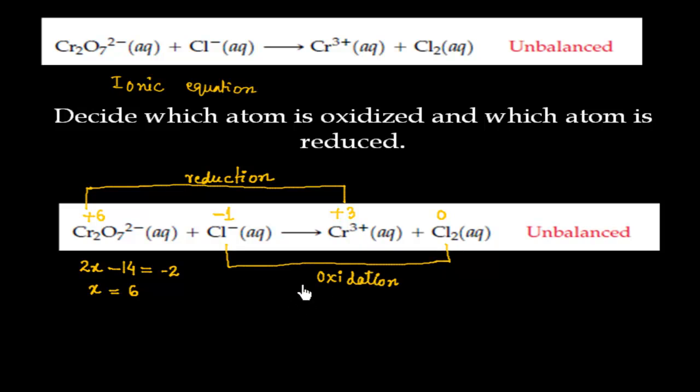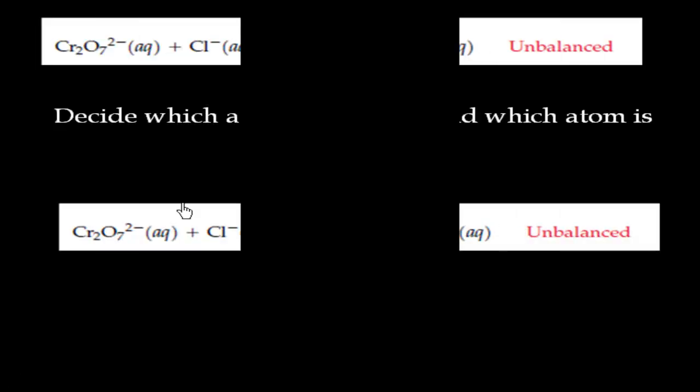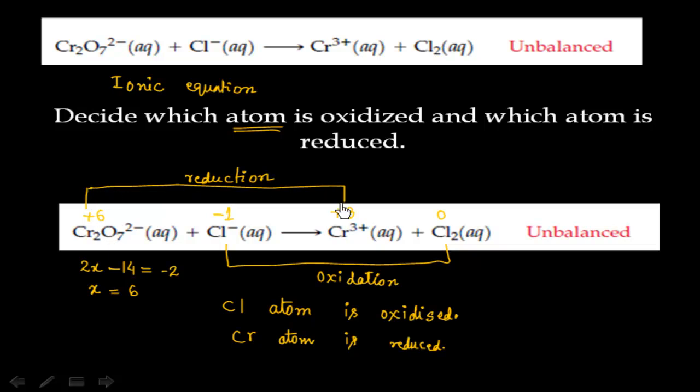So what is my first task? My first task is to decide which atom is reduced and which atom is oxidized. So in this case, the chlorine atom is oxidized but the chromium atom is reduced. And on this basis we can make two half reactions. The first half reaction we can make is this one and this one.